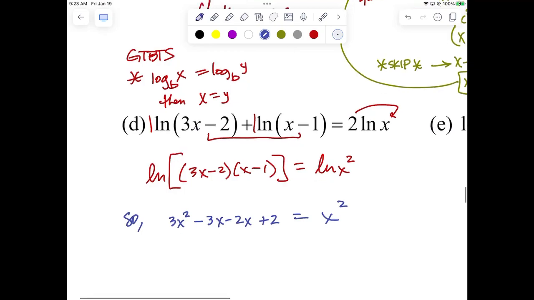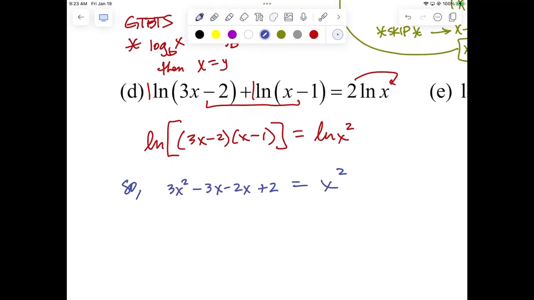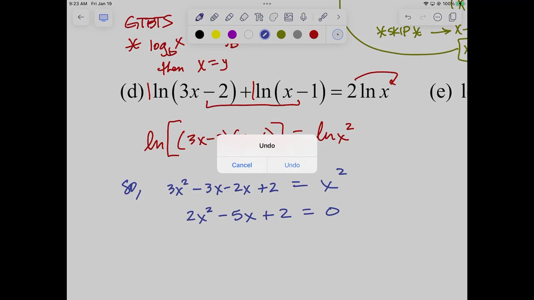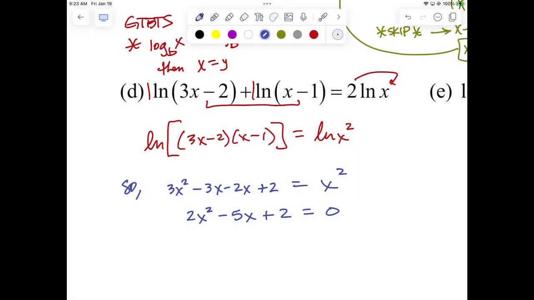Now we get everything on one side and combine like terms. 3x squared minus x squared is 2x squared. And then we get minus 5x plus 2 equals 0. We have ourselves a quadratic trinomial again, don't we? We have the quadratic formula. We know what it is.